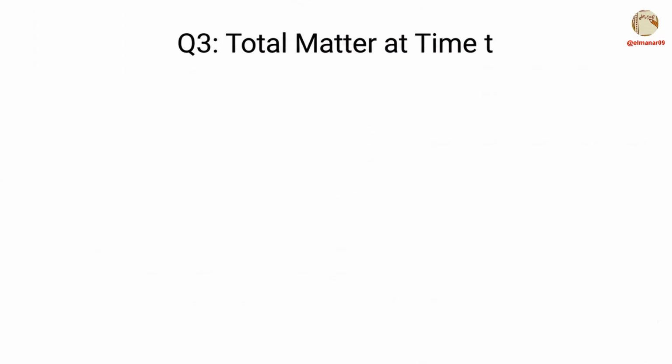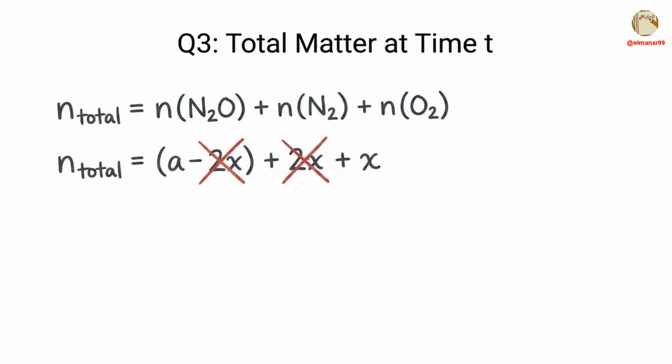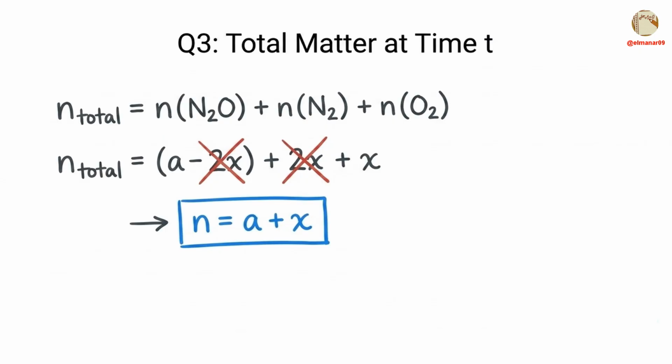Question 3 asks for the total amount of matter N at any time t. To find this, we simply sum up the moles of every gas present in the flask from our intermediate state table row. N total equals N of N2O plus N of N2 plus N of O2. N total equals A minus 2x plus 2x plus x. Notice how the 2x terms cancel out. We are left with a beautifully simple equation. N equals A plus x.